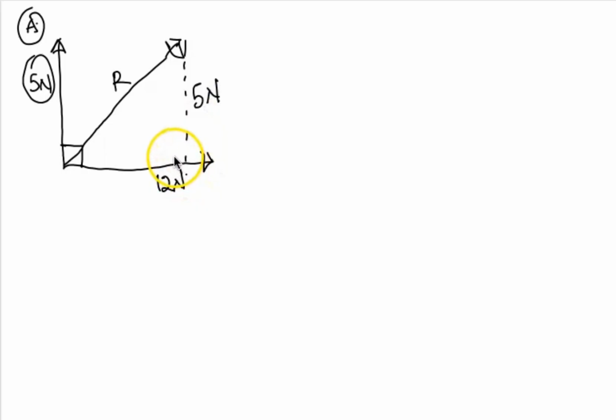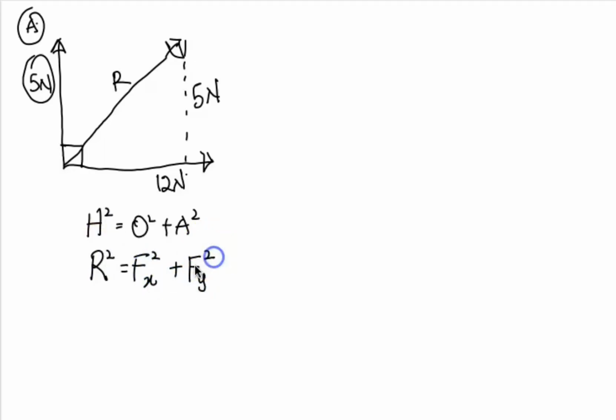And for vectors that are actually perpendicular, we simply apply the Pythagoras formula. So in this case, we have h square, which is the hypotenuse square, is equal to the opposite square plus adjacent square. But we can modify it to be the resultant square is equal to the force acting along the x-axis plus the force acting along the y-axis or the y direction.